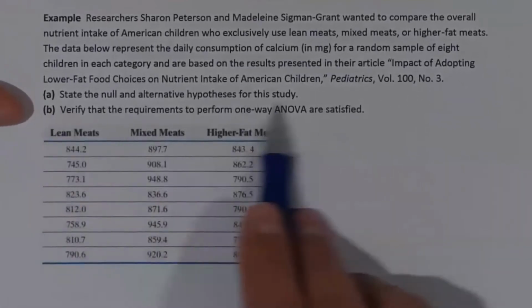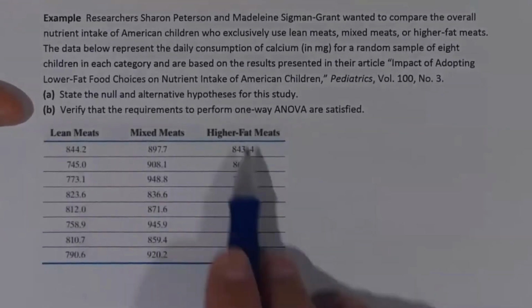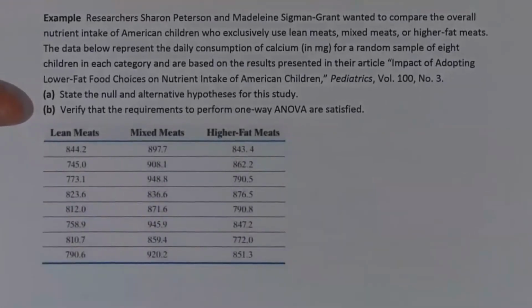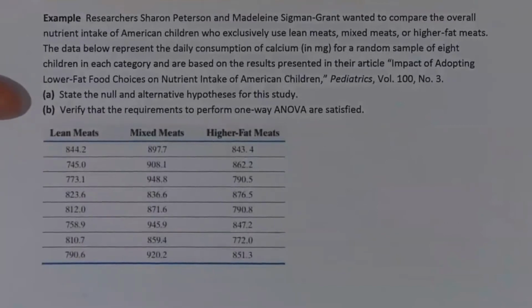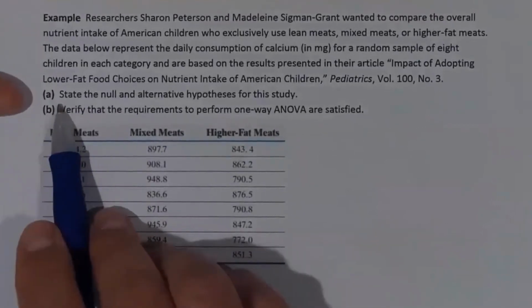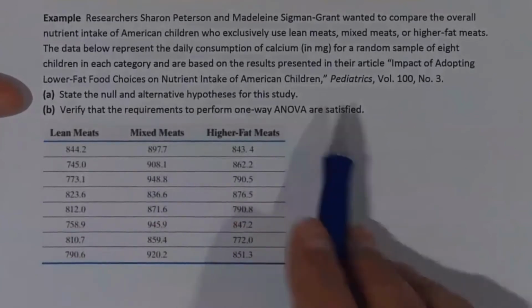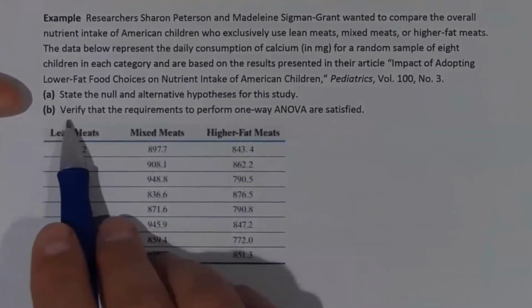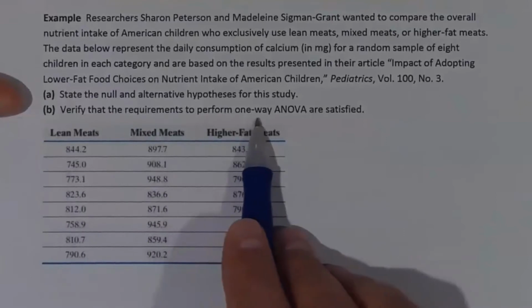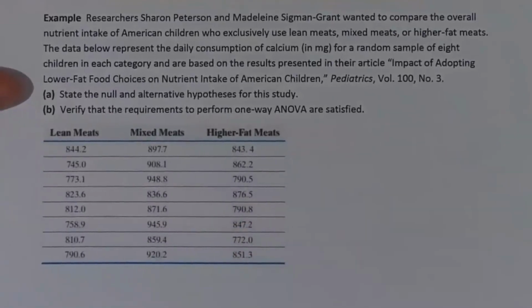So I have 2 parts to this example, and I'm going to carry this example throughout the rest of this chapter. Question A: state the null and alternative hypotheses for this study. And B: verify that the requirements to perform one-way ANOVA are satisfied.